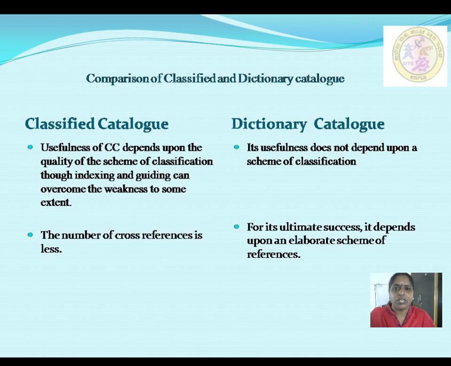Then the next comparison is the role of cross references. The role of cross references in CC is comparatively less than in DC, that is the dictionary catalog, because here there is no need for many cross references, because all the subject entries and subject related entries are arranged in one place. So there is no need for a lot of cross references for searching the entries.